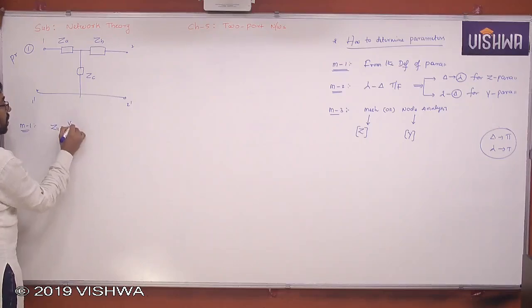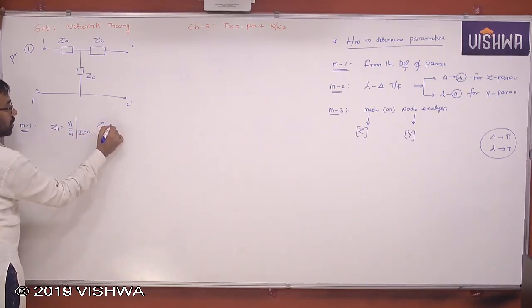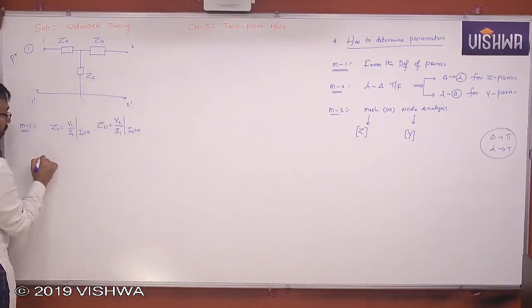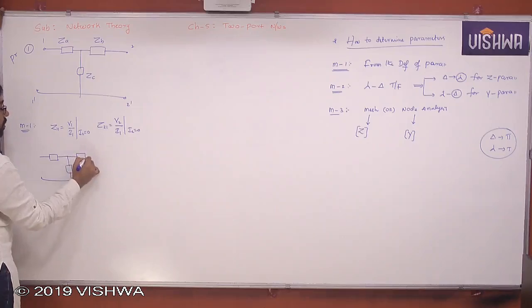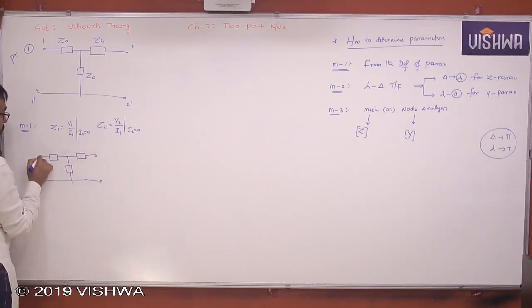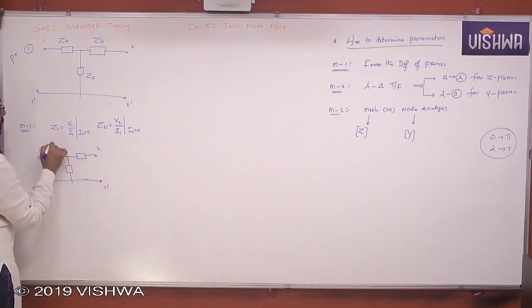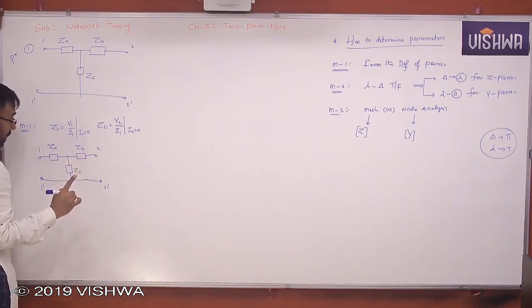Z11 is equal to V1 by I1 when I2 is 0. Z21 is equal to V2 by I1 when I2 is 0. Okay, let me apply these conditions to this network. What will I get? This is ZA, ZC, ZB, with terminals 1, 1 dash, 2 and 2 dash. This is ZA, ZB and ZC. Do all of you understand? Okay.